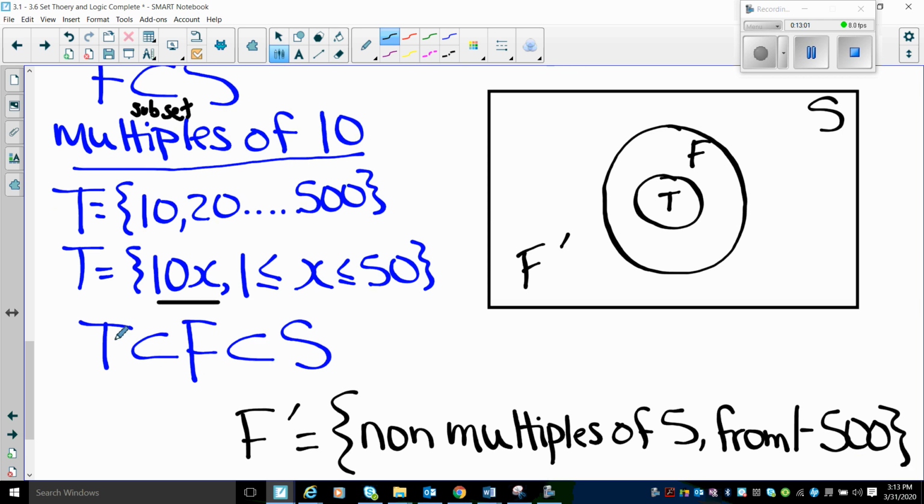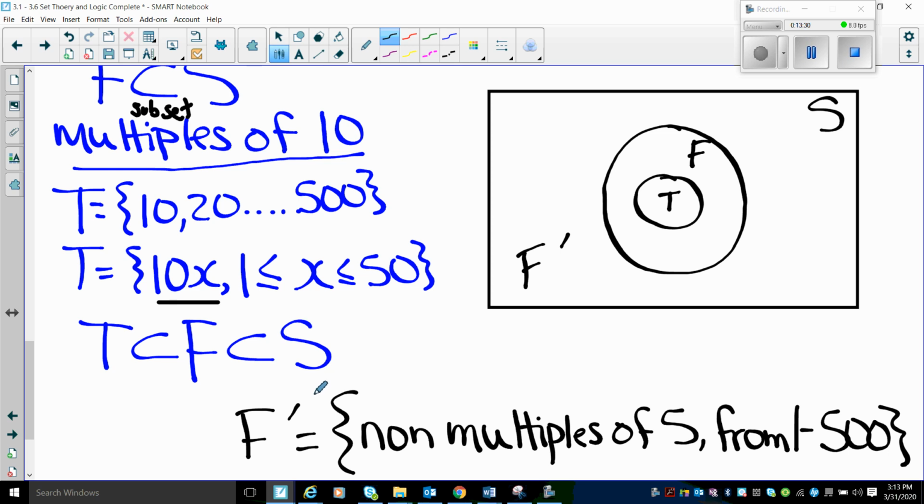I can also say that all multiples of 10, I know they belong in the universal set S because they're numbers from 1 to 500, but they also belong into the multiple of 5 set, because 10, 20, 30, you can divide all those by 5. So they're also multiples of 5. So multiples of 10 are multiples of 5. So I would say 10, or set T, is a subset of set F, and then it's also a subset of S.